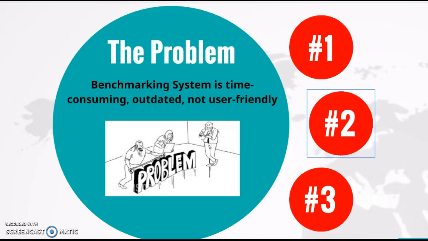In this case, our learners are having problems with the benchmarking system that their organization uses. Their benchmarking system is used to track the academic progress of the clients. Their current benchmarking system is time-consuming, outdated, and not user-friendly. This is the problem that our learners will try to solve together.